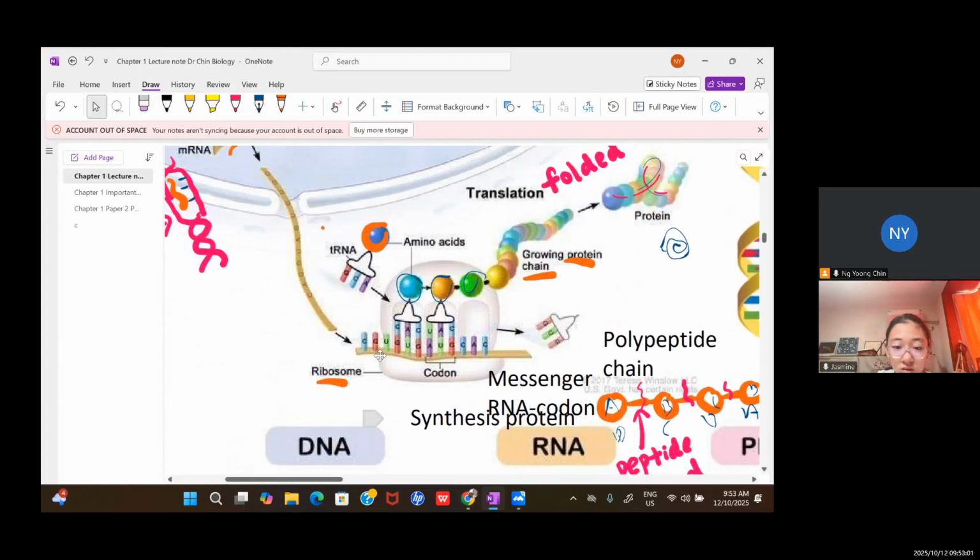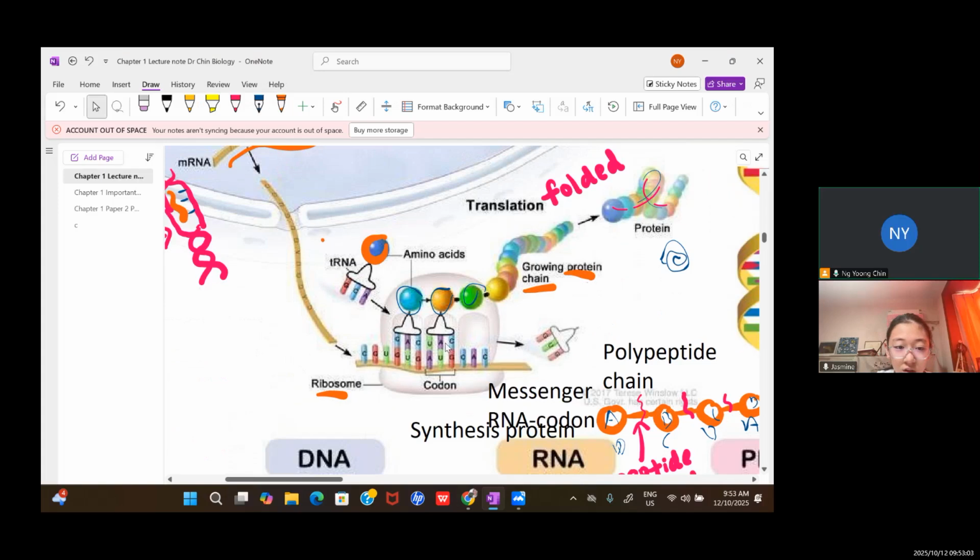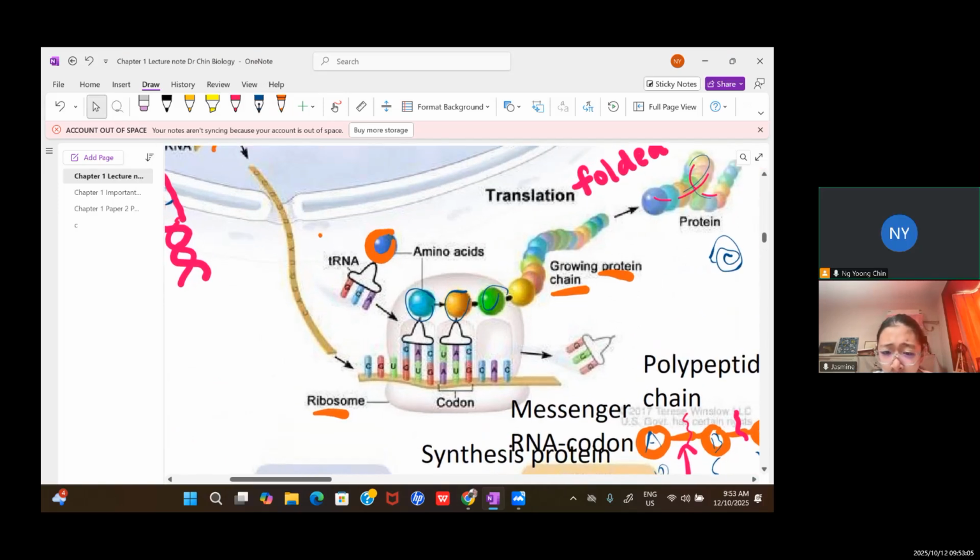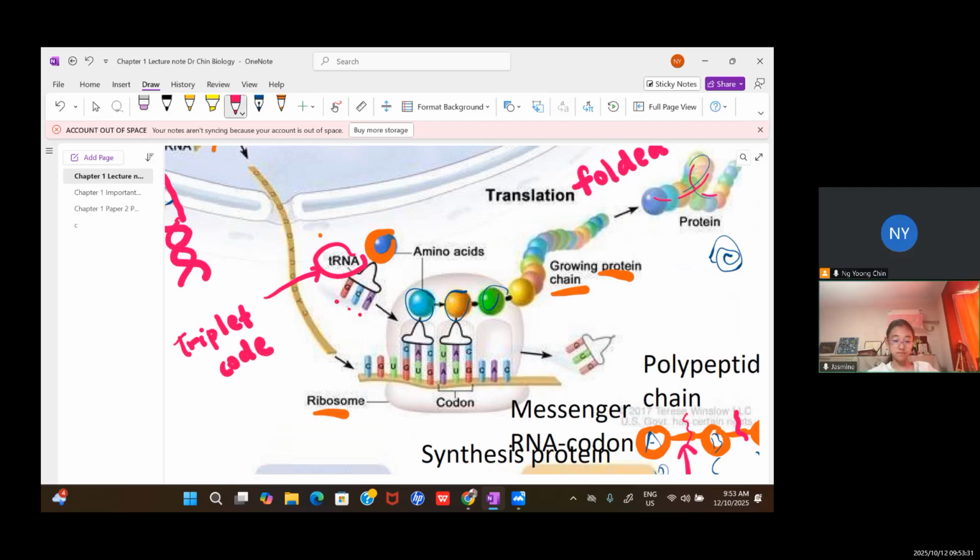Maybe you can see here is a tRNA, okay? Here's a tRNA. So the tRNA has the triplet code, which is this one, 1, 2, 3. There will always be 3 codes, like 3 codes for one amino acid. That is called a triplet code. Okay, triplet code.